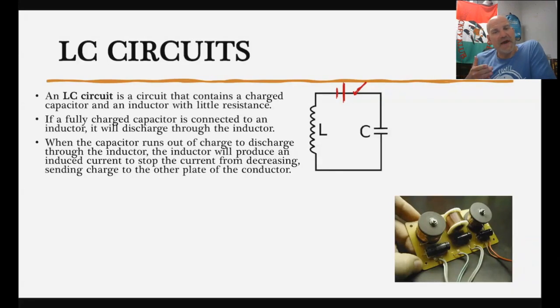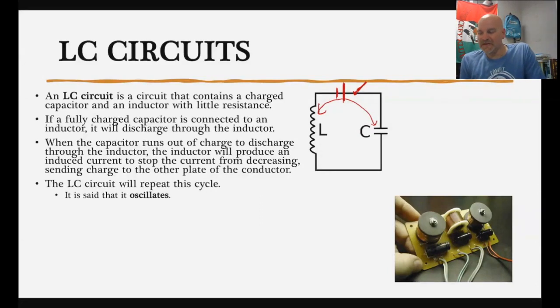So what happens is when the capacitor runs out of charge, the inductor will produce an induced current, right? We talk about all this stuff with inductance and inducing currents to stop the current from decreasing. So it says, no, I don't want you to decrease, so I'm going to send charge back to you so that you can recharge, build your charge back up, and then continue the process, right? They're basically passing this charge back and forth. So we say that the LC circuit will repeat and oscillate, right?